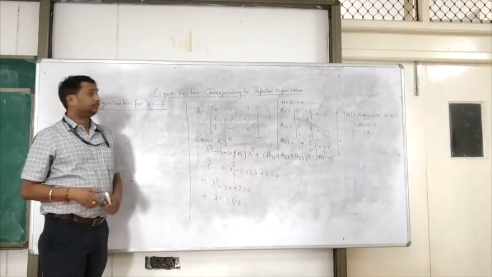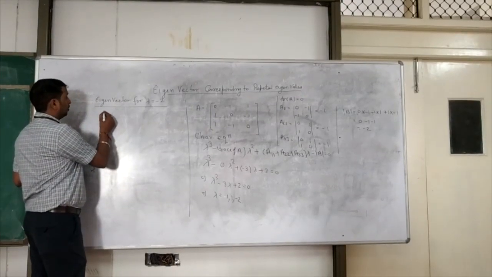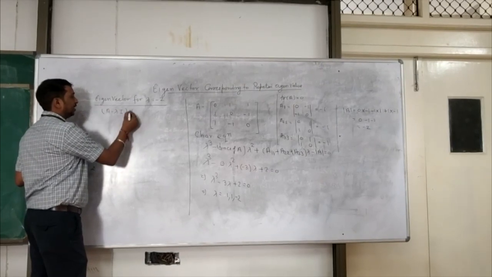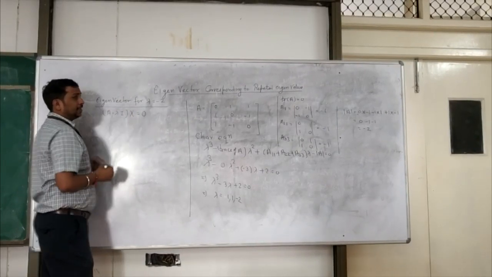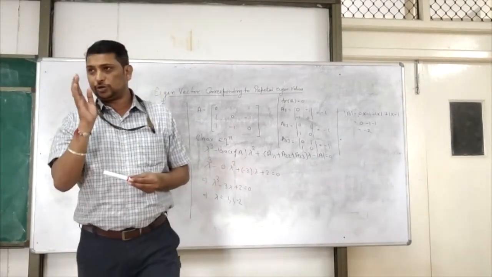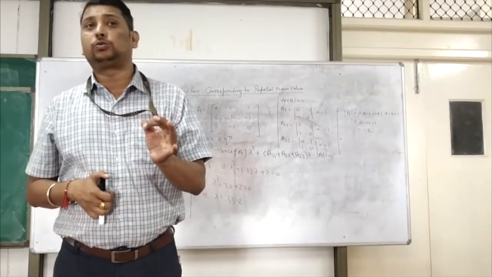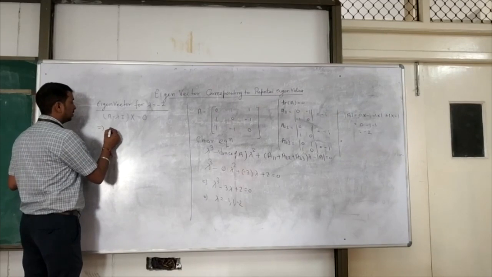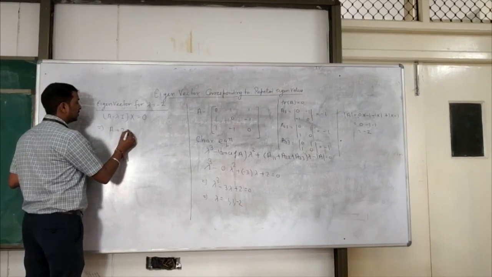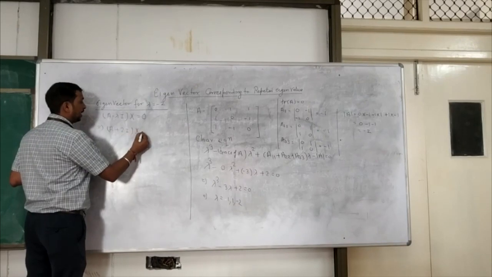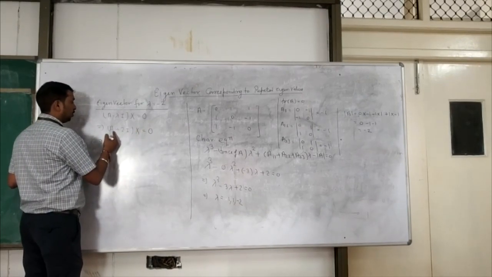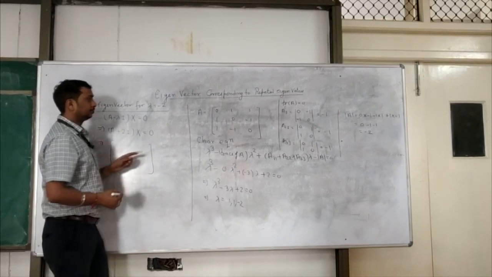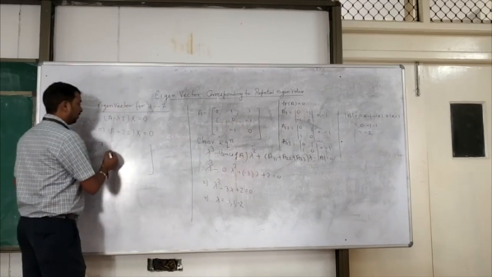Any doubt? How do we find the eigenvector? You know very well. It is the solution of (A minus lambda I) x equal to 0. What is the lambda value? Minus 2. It means (A plus 2I) x is equal to 0. What is A plus 2I? What is the value?